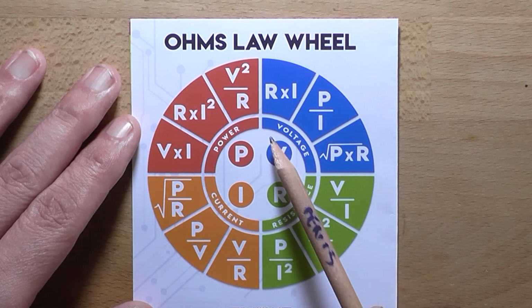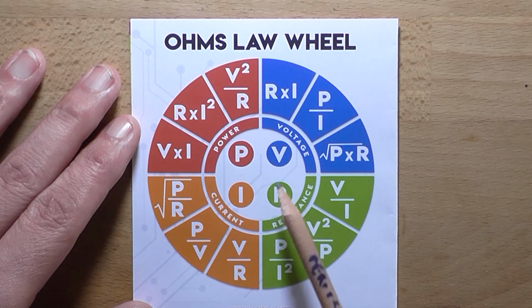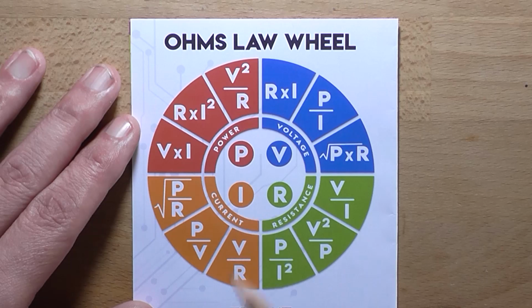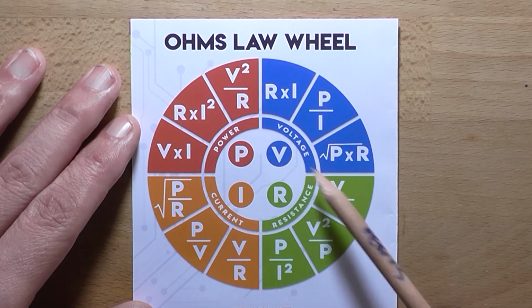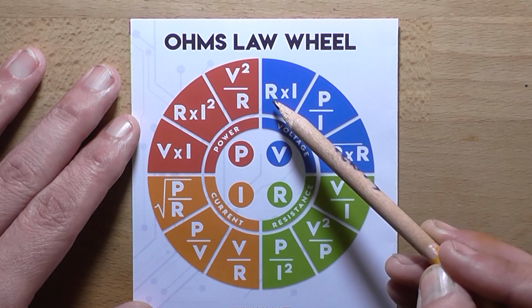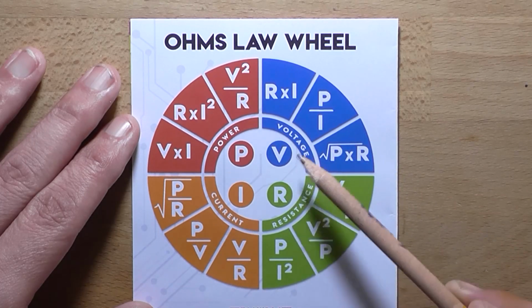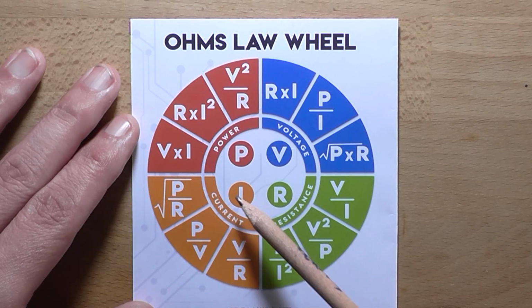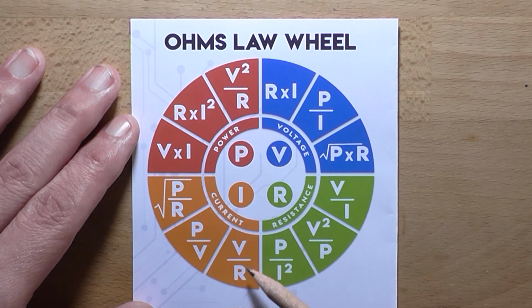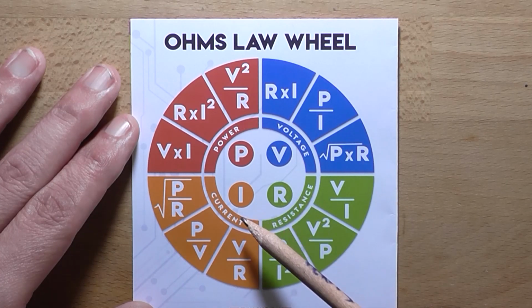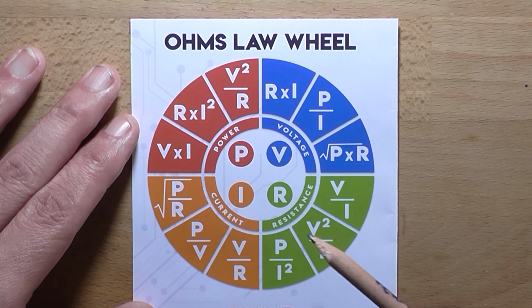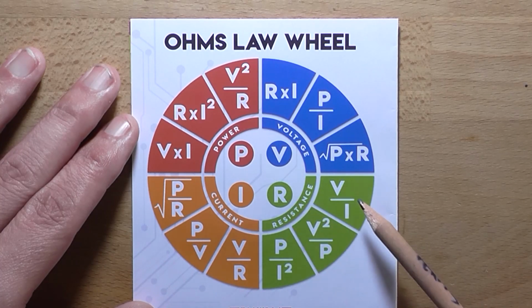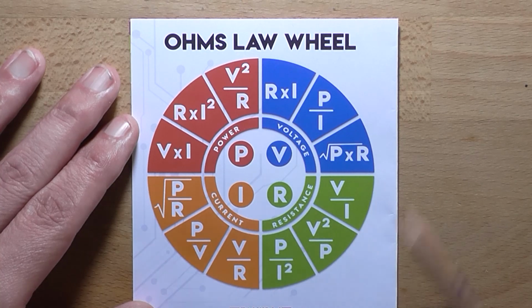So if we wanted to know the voltage, we come to the center of the wheel and we can see that it's marked V, R, I, and P, P meaning power. So if we wanted to know the voltage in the circuit, well, it's V equals R times I. And if we wanted to know the current, we come over to I here, current. I equals voltage divided by resistance. And if we wanted to know the resistance, well, it's over here at the R section. It's R equals voltage divided by I.